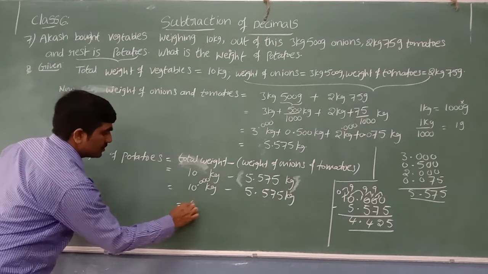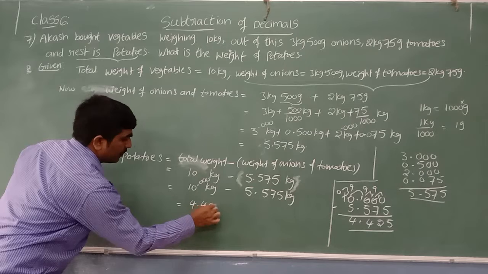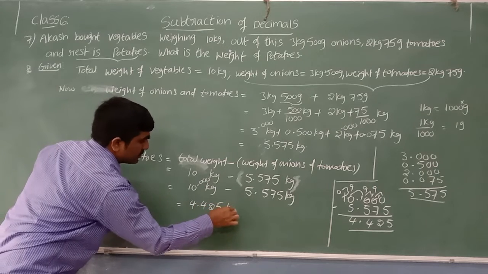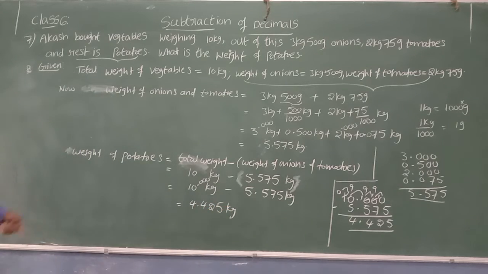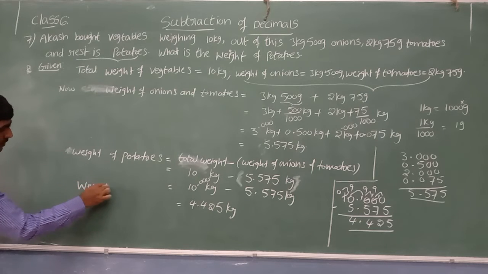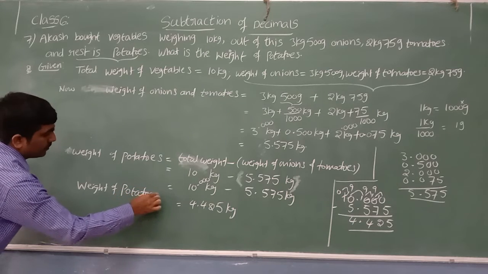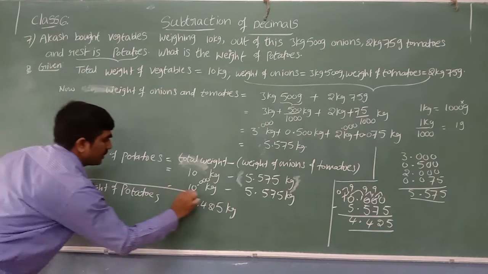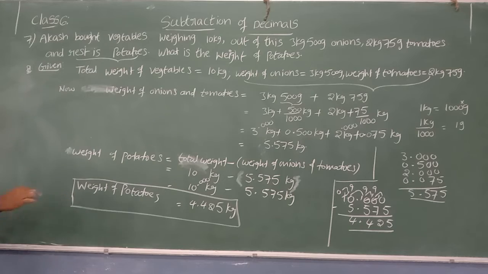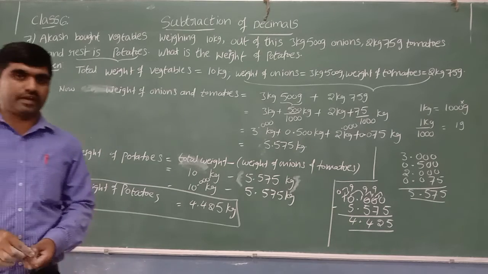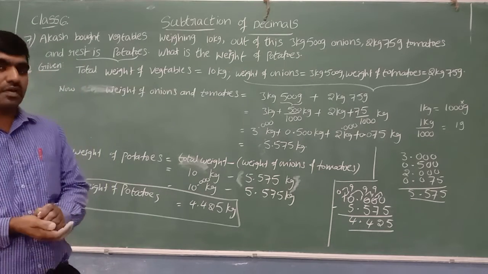Is equal to 4.425 kg. What is this? It is the weight of potatoes. The weight of potatoes is equal to how much? 4.425 kg. Hope it is clear to everyone.